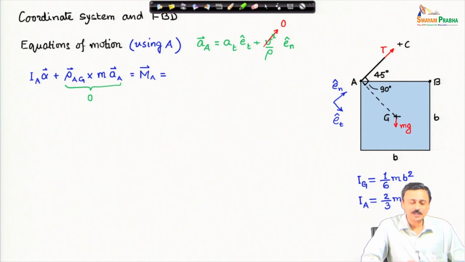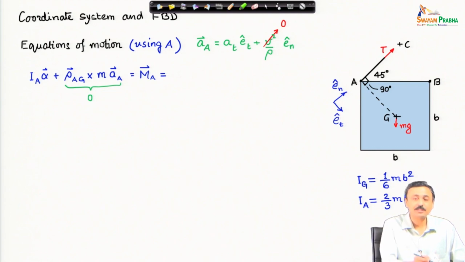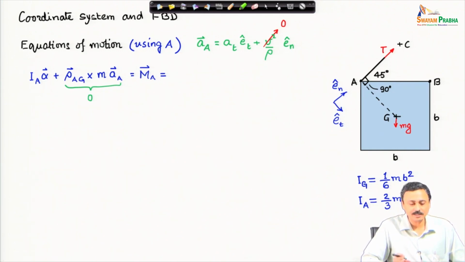Now, if I write the rotational dynamics equation about point A, then because of this angle there is a simplification, and that is what I want to indicate. Moment of inertia of the plate about A times angular acceleration plus rho_AG cross mass of the plate times acceleration of A is equal to the net moment of all forces about A.